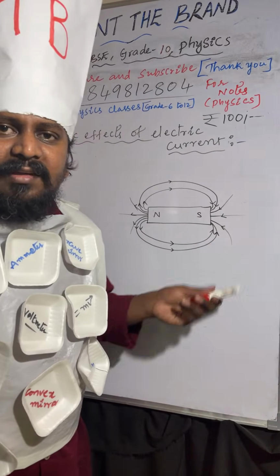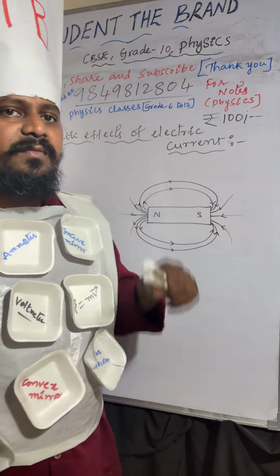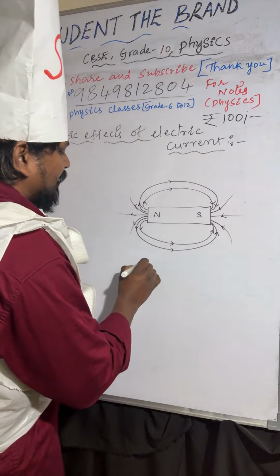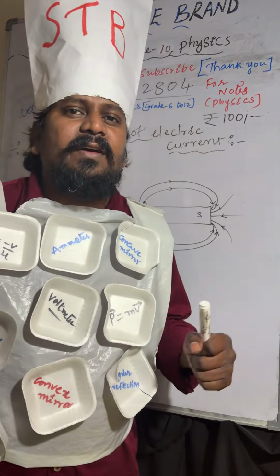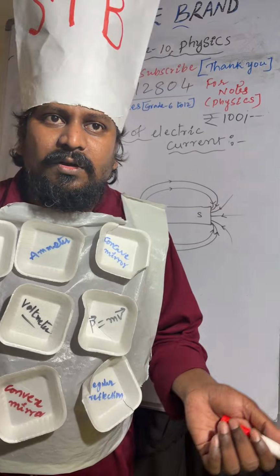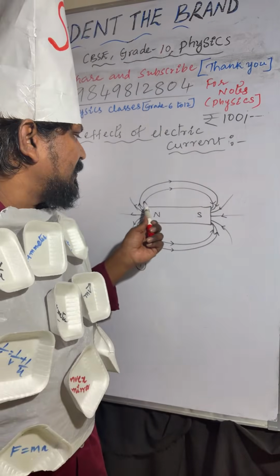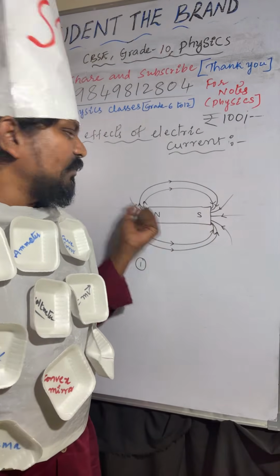The magnetic field will be in the form of field lines. So point number 1, properties of the magnetic field. Point number 1: magnetic field lines are closed loops. So outside of the bar magnet, the magnetic field is north to south. Inside of the bar magnet it is from south to north.